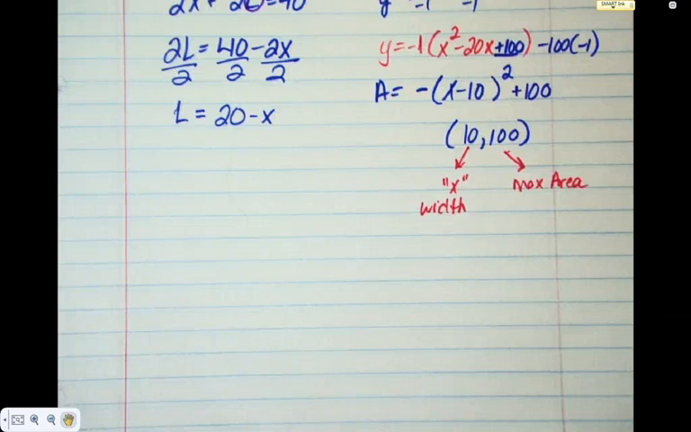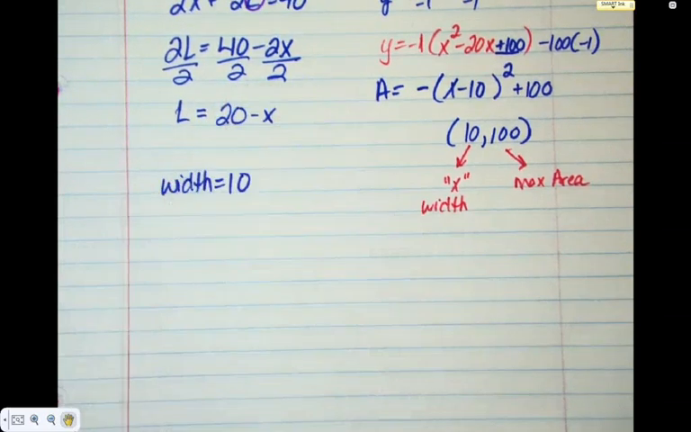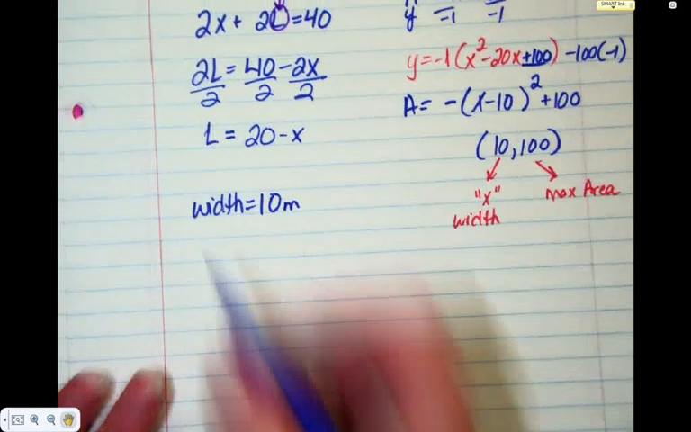It actually didn't ask for the area, it wants the dimensions. So we need to give a length and we need to give a width. Do we already have one of those? Yes, so the width we know is... And give me some units on that. Meters. What about the length?